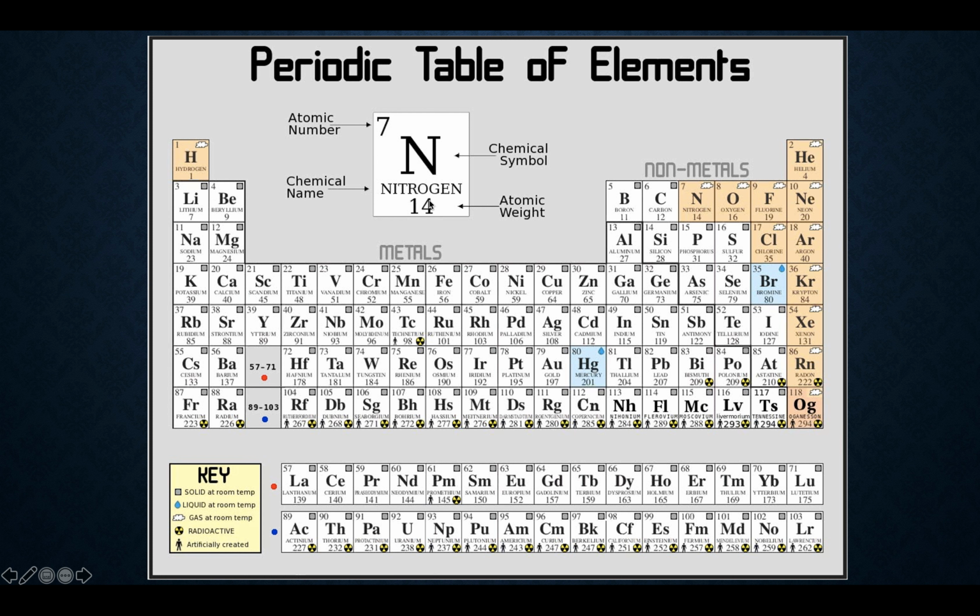The atomic weight is the combination of both protons and neutrons. So here we can see that nitrogen has 7 protons. 14 minus 7 is 7. So that means nitrogen also has 7 neutrons.